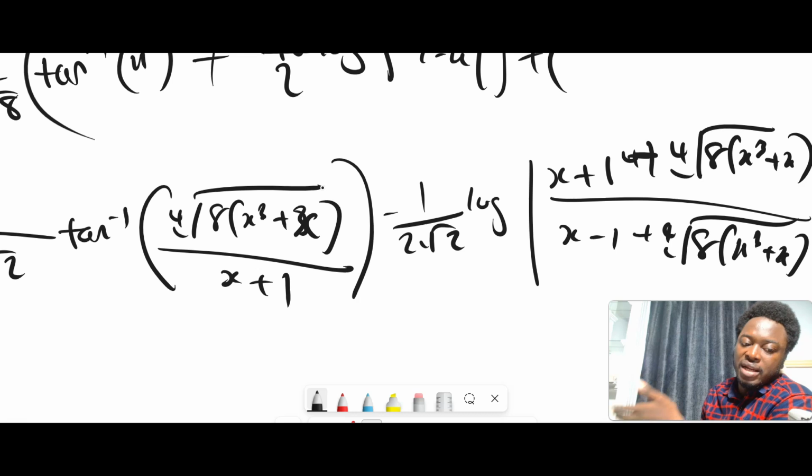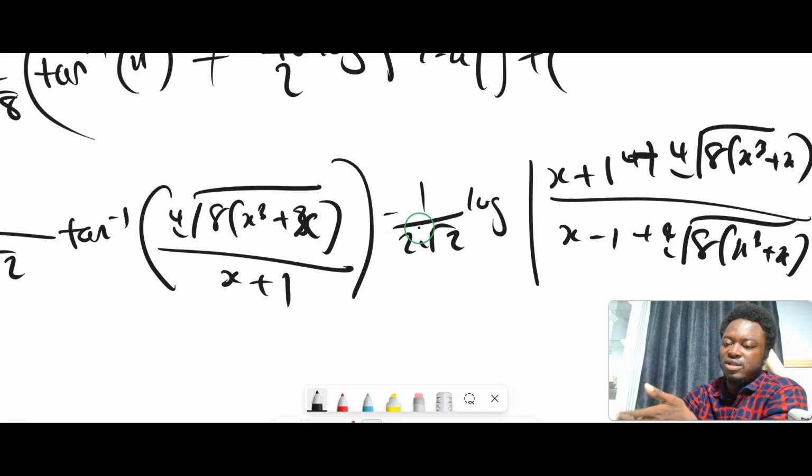So you can see that this is a very long process, very involved, and a lot of manipulations are done here, but I really enjoyed myself solving this problem.